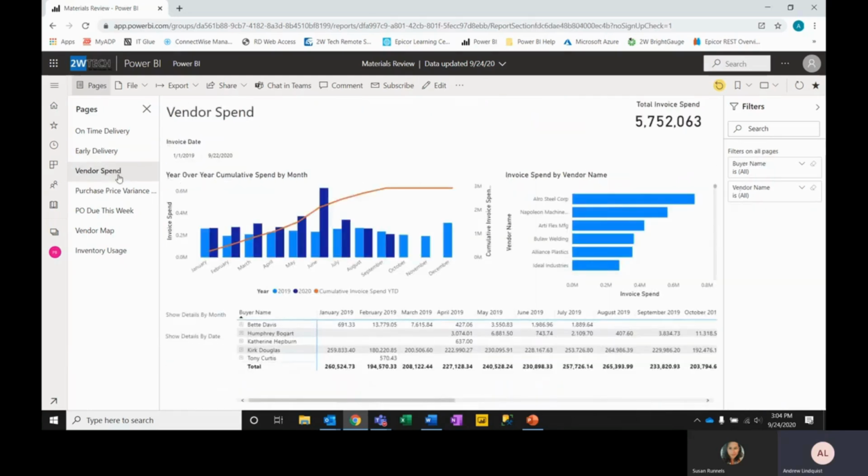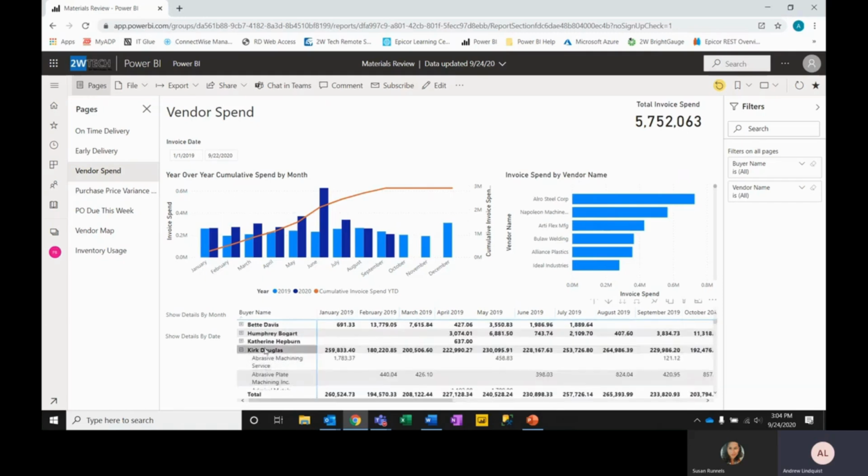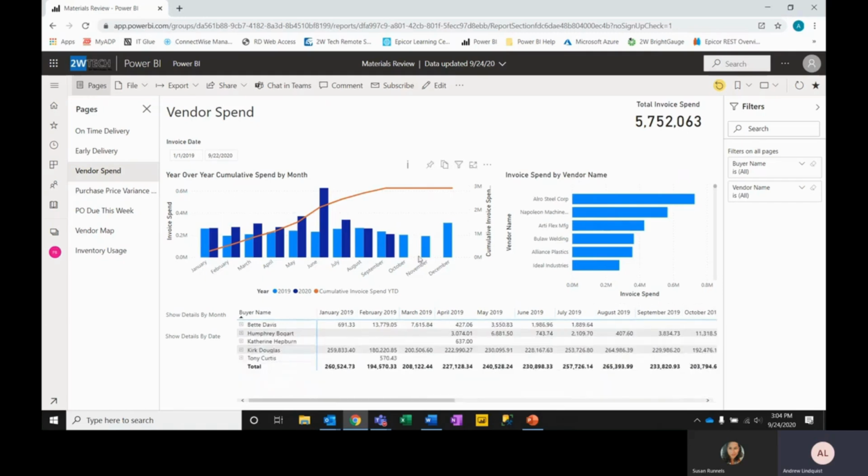The next tab is Vendor Spends, which looks at all of our invoices and plots them as a trend. So you can see a cumulative spend for the current year to date, year-over-year comparisons, and then which vendors you're spending the most with. By expanding this pivot table, you can see more into the buyers too. And as always, you can make selections in these charts and everything else will update accordingly.